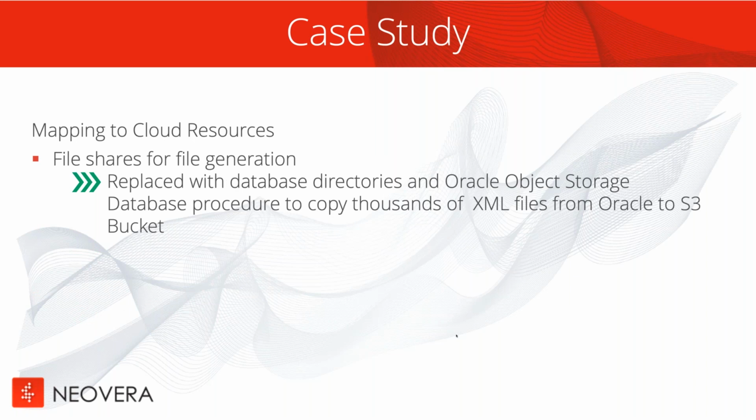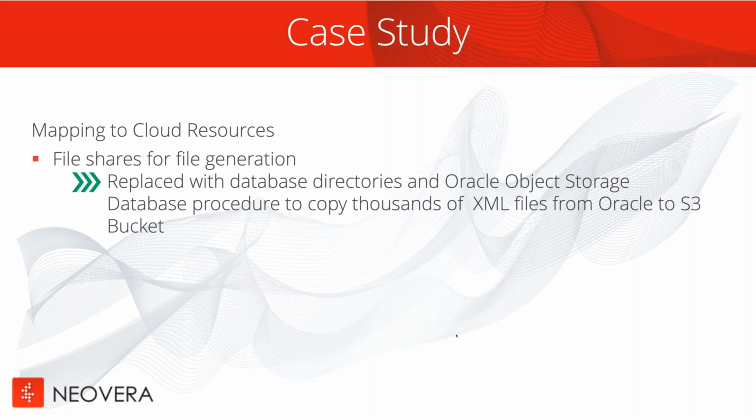And again, I mentioned the file shares. So we basically replaced all the database directories that they were using on-prem and used the database directories and Oracle Object Storage, and just created a procedure that allowed them to say on demand, okay, copy all these XML files. And like I said, sometimes they were over like 10,000 of these files. They were small, but there was a lot of them. Automatically copy them from Oracle to S3 buckets. So that was kind of our mapping.